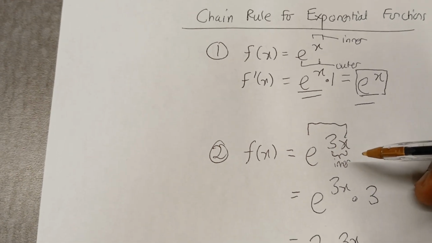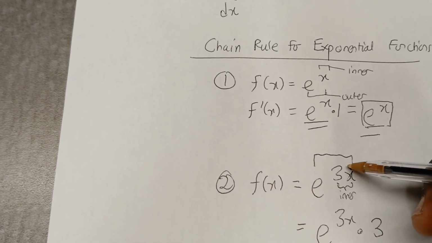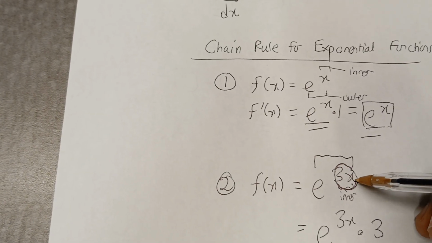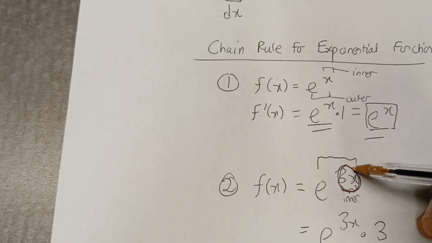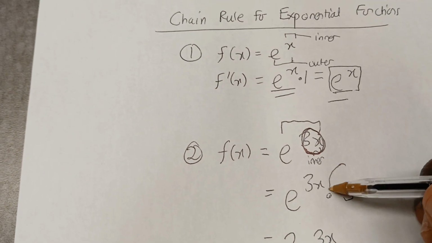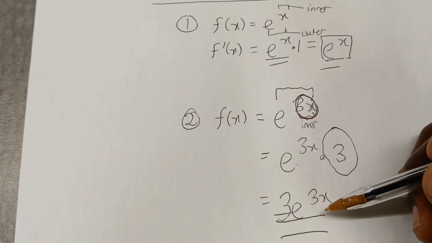And that's where chain rule comes into play, because chain rule allows you to find the derivative of the inner function. The inner function of this function is 3x. The derivative of 3x is 3. 3 times e to the 3x is 3e to the 3x.